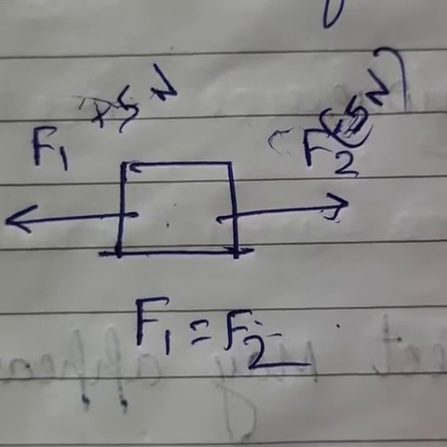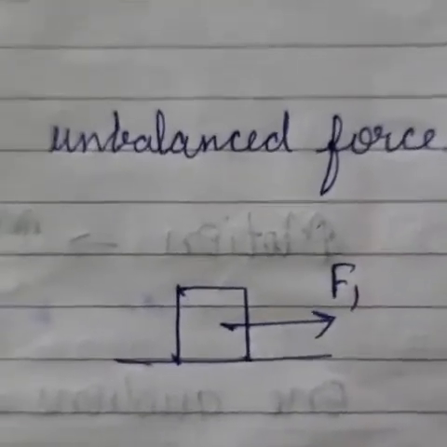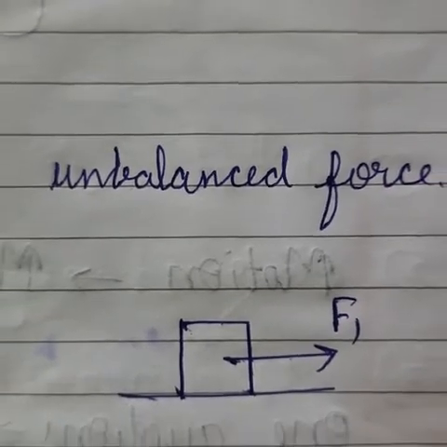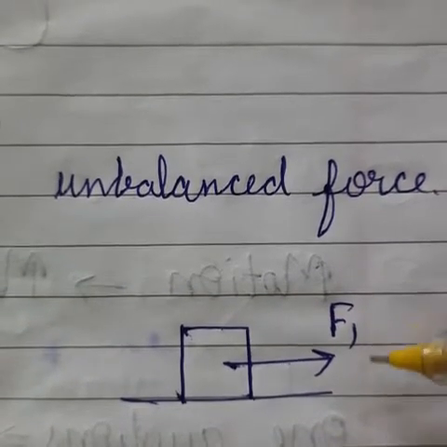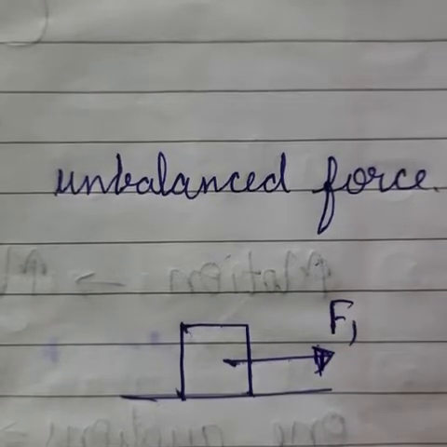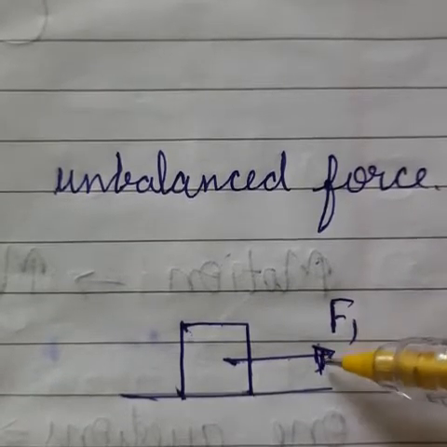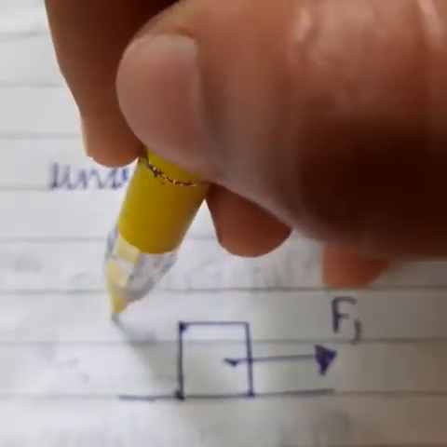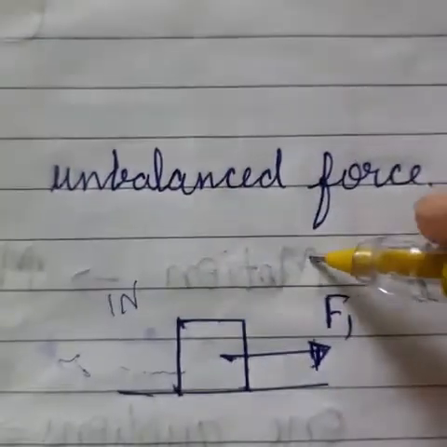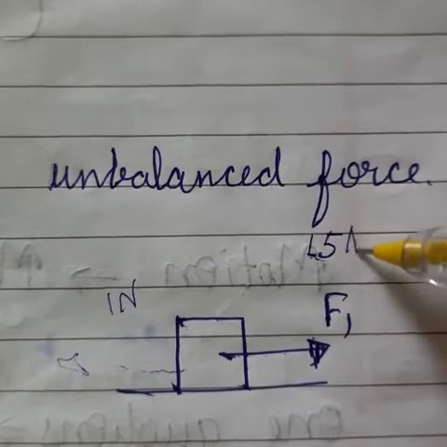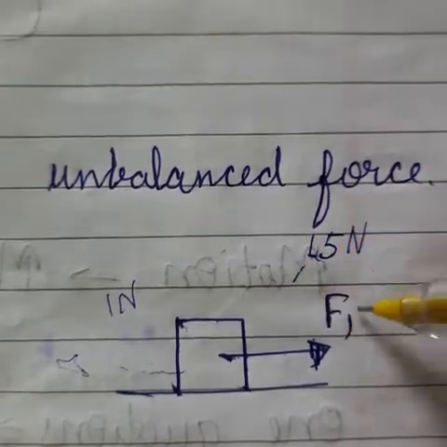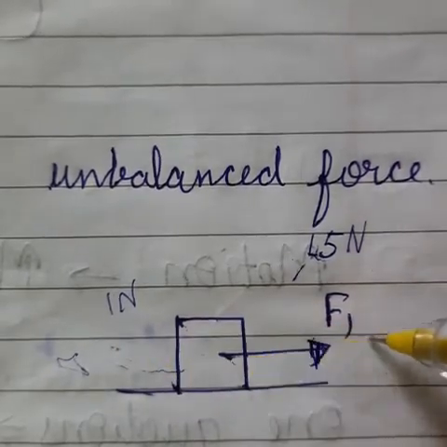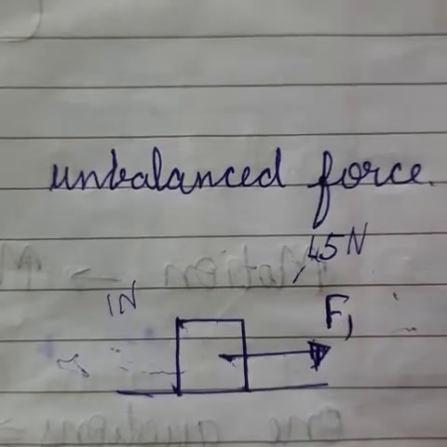Now the second category comes: unbalanced force. What happens in an unbalanced force? Not necessarily is there only one force, but the force is in one direction. Let's assume a force is also present in this direction, but its magnitude is 1 newton and the other magnitude is 5 newton. We can say the force will be more in this direction and less in this direction. The object will move in this direction, or we can say in the right direction.